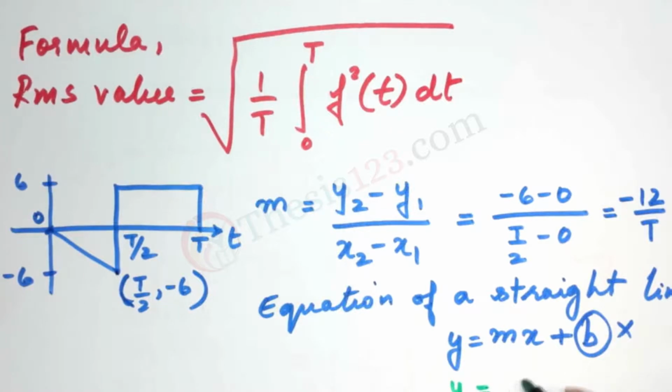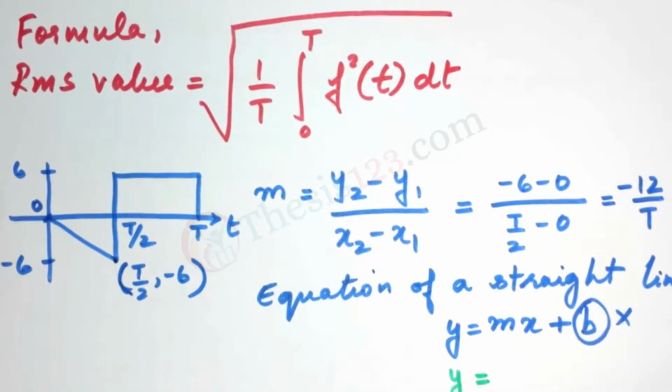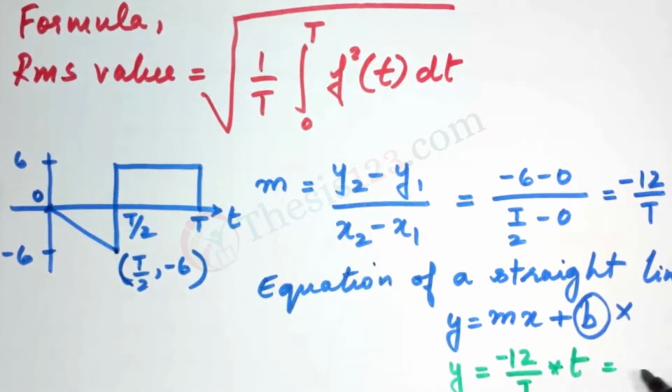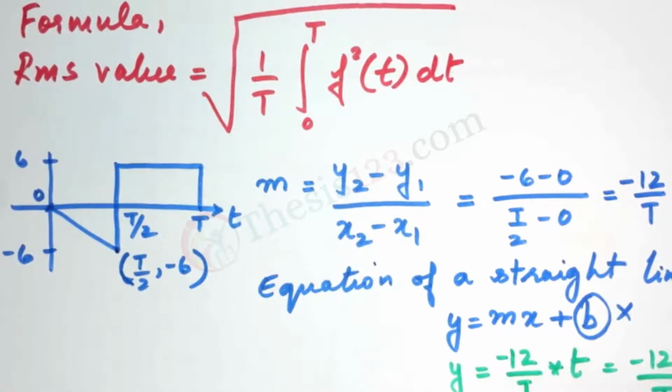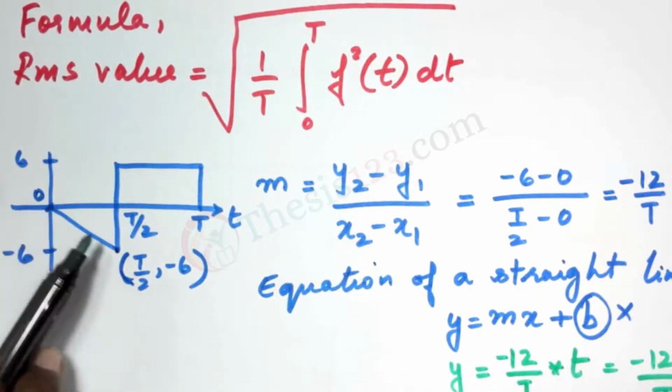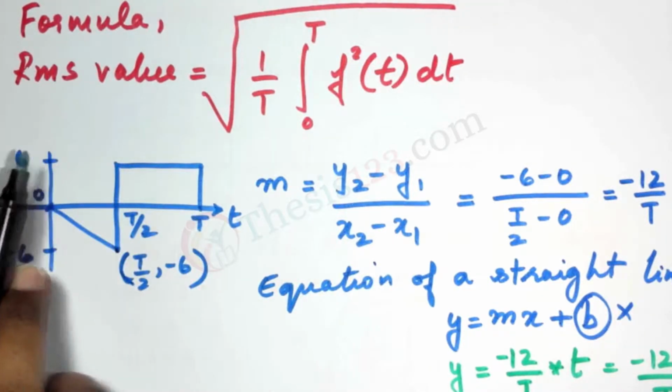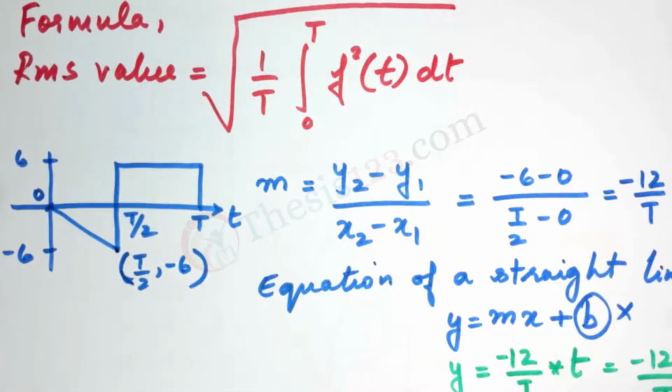So here the equation of the line in our problem, we will consider it to be y is equal to m, which is minus 12 by T, into t. Or we can just simply write this as minus 12t by T. So this is going to be the equation for our slope here from 0 to T by 2. And from T by 2 to T, the function is a constant, which is 6, because it is a straight line.